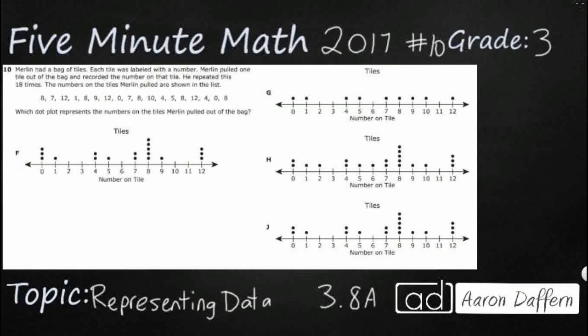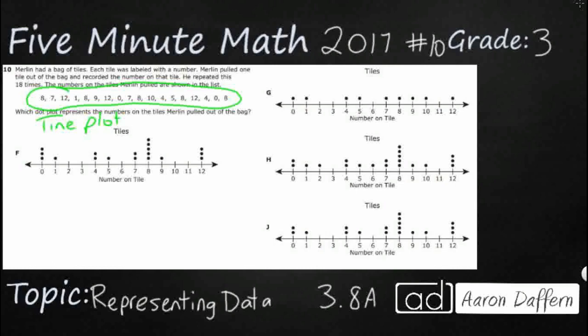So we have a student, Merlin, who has a bag of tiles and pulls out each tile 18 times. So here are the numbers that are on the tiles. And we need to match this up with a dot plot, sometimes called a line plot. Now this is not how the problem actually looked on the STAAR test. It was all vertical. I just copied G, H, and J over to the side so they wouldn't be really small on this screen.